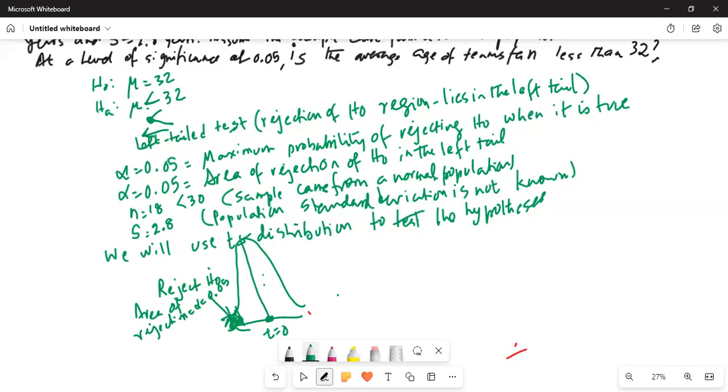So we have to calculate a test statistic. That is where we will compare the sample mean with the hypothesized population mean. The difference between the sample mean and the hypothesized population mean of 32 will be divided by the standard deviation of the sampling distribution of X bar.